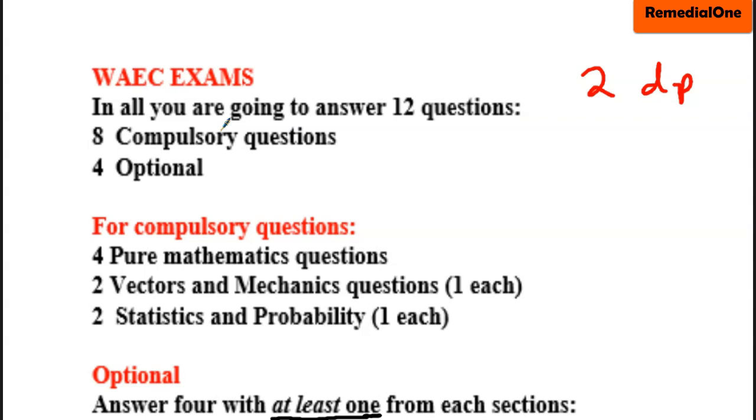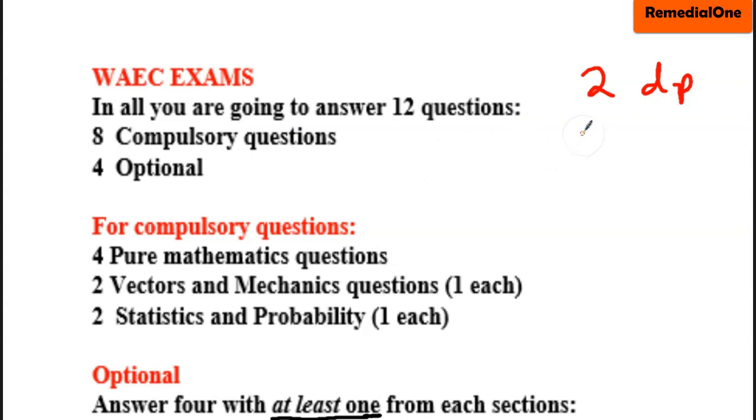Now, for tables, for example, if you are solving a question on trig and you are drawing a table, the least number of decimal places should be 3. The least number of decimal places should be 3. Don't over-approximate it. If you over-approximate your figures, you may not get the exact answer.